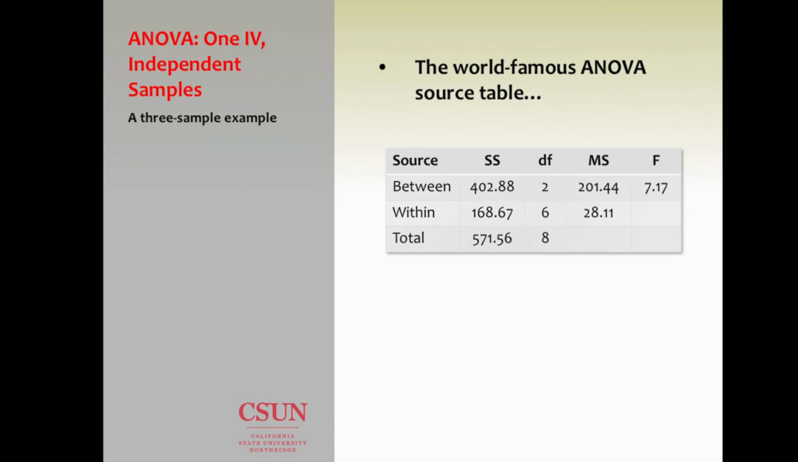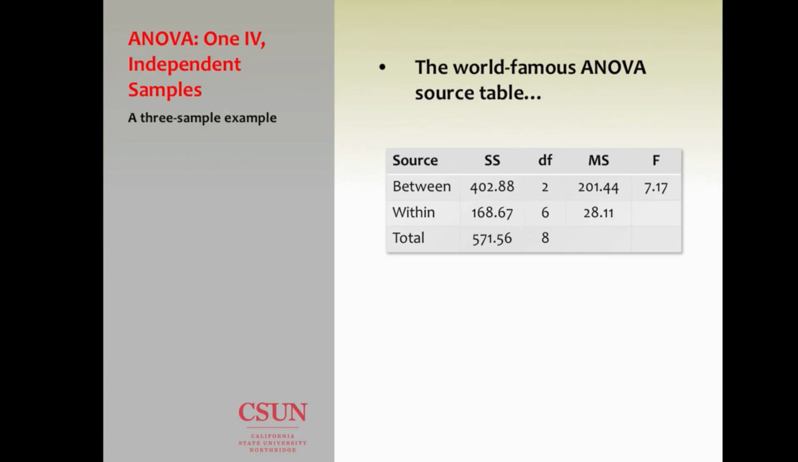Source in this case refers to source of variance. So you've got your between source and your within source. Then your columns are laid out here: sum of squares, degrees of freedom, mean square, and F. This is nothing new. This is just a summary of the statistics that we already put together. The only thing that you might see here that's new is the total row. The total is just the sum of squares total. You add that up by adding between to within. So 402.88 in this case, plus 168.67 equals 571.56.